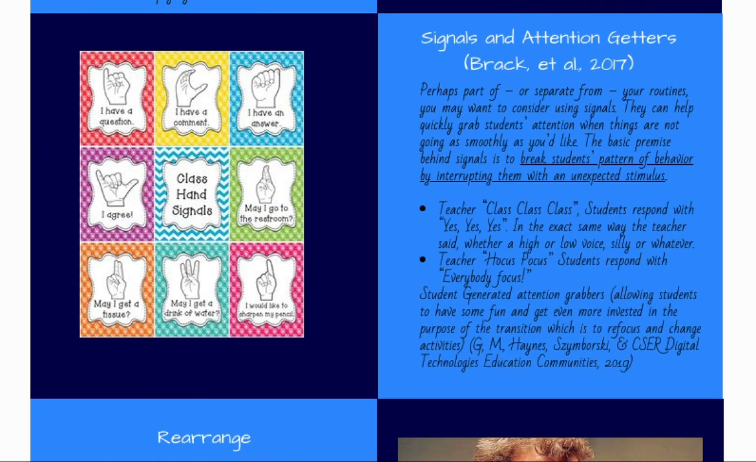Some of the transitions that we focused on were signals and attention grabbers. Perhaps part of and separate from your routines, we can also consider signals. These can be hand signals where students can show a teacher if they need something, and you can also have attention grabbers such as "class, class, class," and then the students say "yes, yes, yes," or the teacher can say "hocus pocus," and students can respond with "everybody focus."